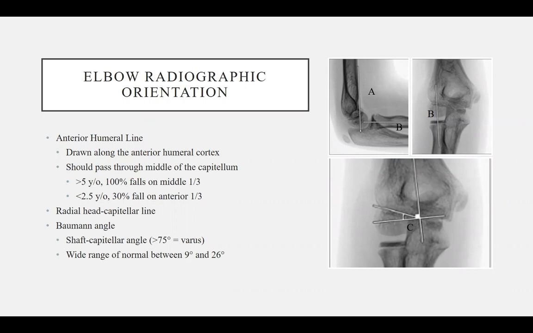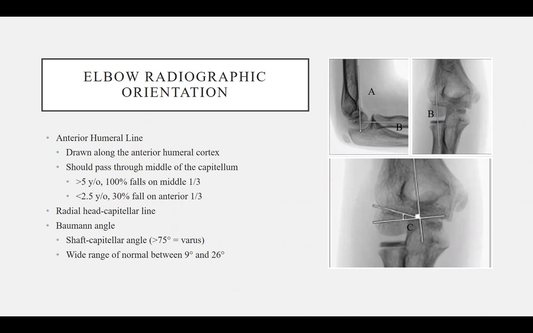This line should bisect the middle third of the capitellum in a child older than 2.5 years old, but in younger children, it may intersect the anterior third of the capitellum. This is because the capitellum is not significantly ossified at that time, so the line falls a little bit anteriorly. And in children older than 5 years old, almost 100% of them have anterior humeral lines that bisect the middle third of the capitellum, as long as you have a good lateral X-ray.